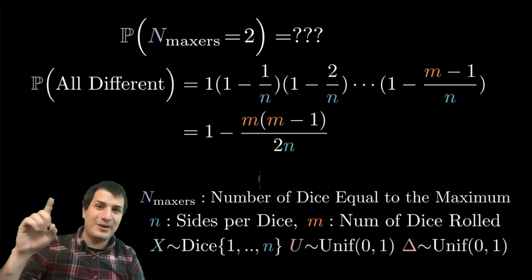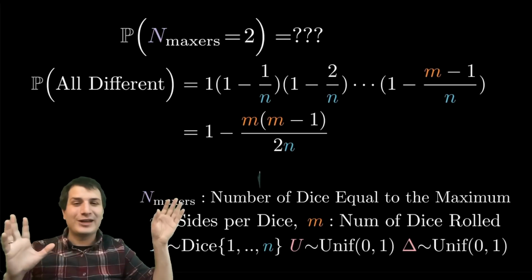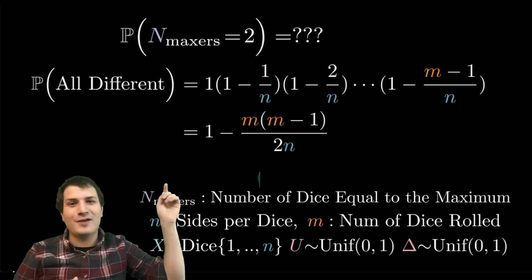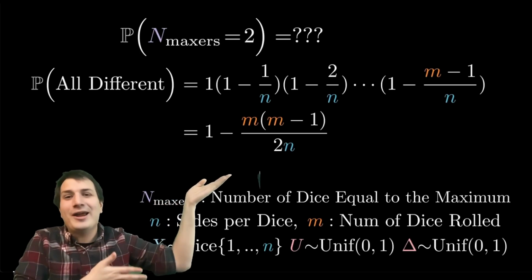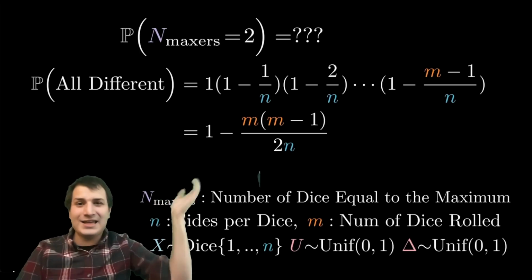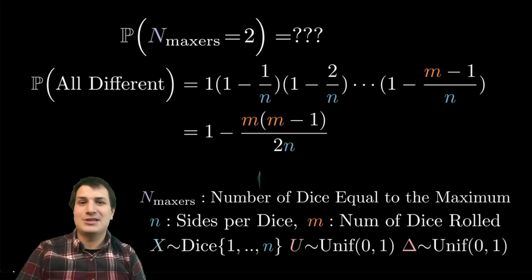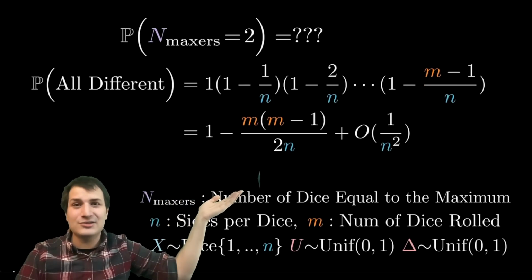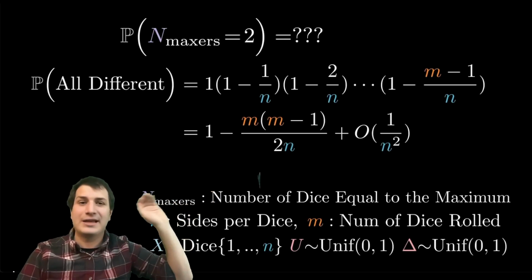This is what makes the birthday paradox the birthday paradox. People often forget that it's really the number of pairs of people that matters, not the number of people themselves. So people are often surprised that it depends on m squared rather than just m. But in any case, for us, we have 1 minus m times m minus 1 over 2n. And the next order term is everything else. Those will all be 1 over n squared and smaller terms.